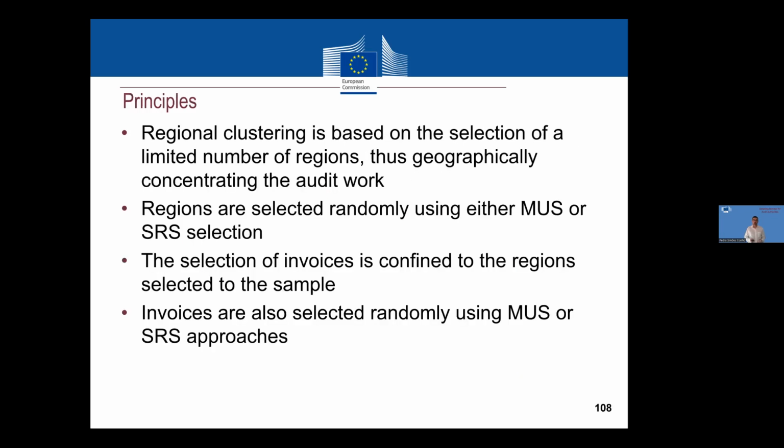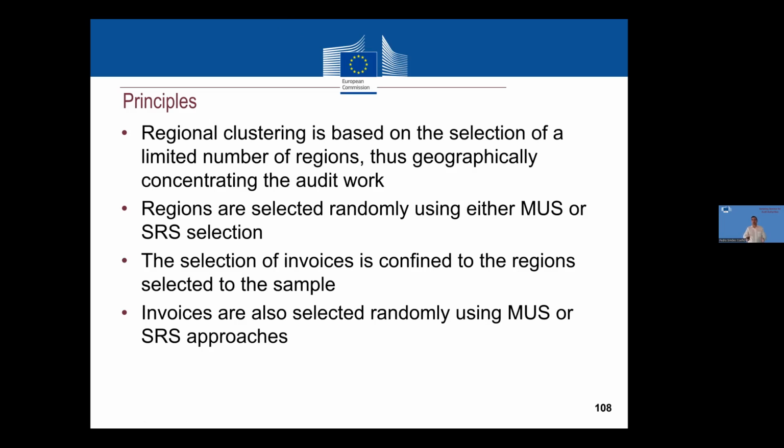So, what are the principles of regional clustering? It is that we are going to select, probabilistically, of course, a limited number of regions, locations, aiming to concentrate the audit work in these locations. The selection of the locations is based on probabilistic selection, either using MUS or simple random sampling. And the selection of, let me call it for simplification, the invoices is confined to the locations that have been selected in the previous stage.